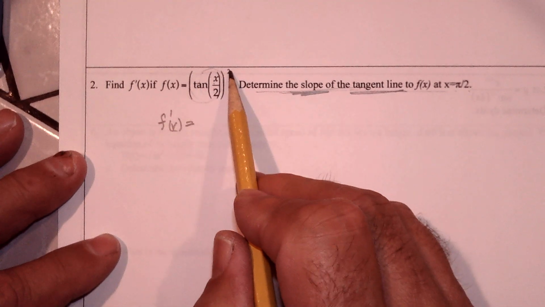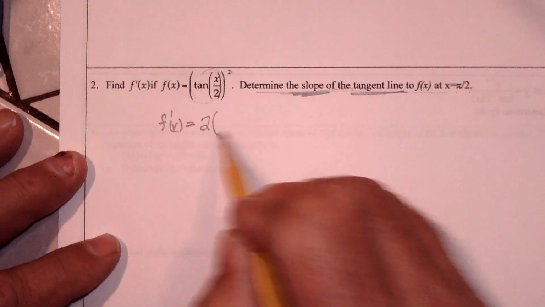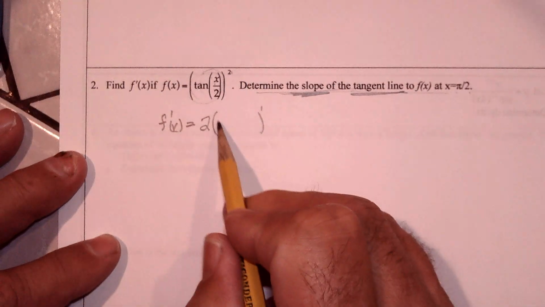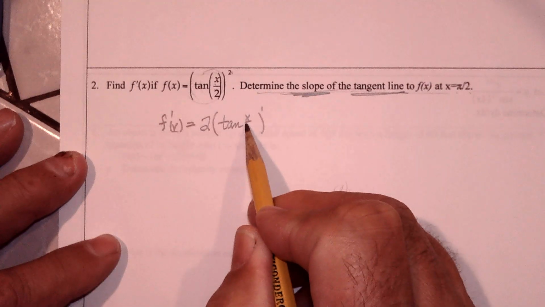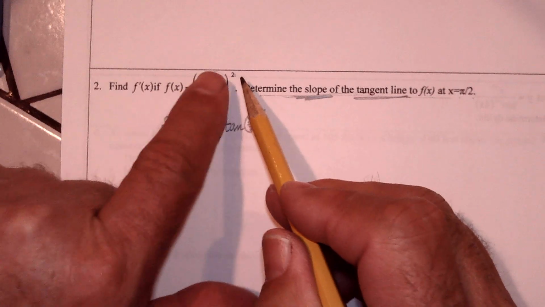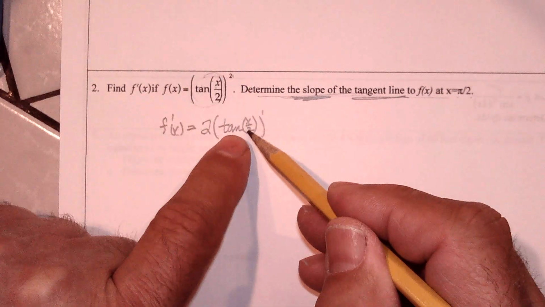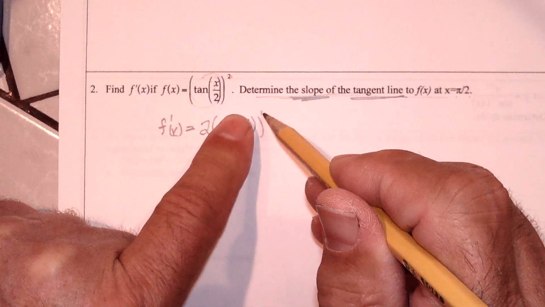So the derivative of something squared, so f prime of x, we're looking at the big picture, was something squared. So the power comes down, 2 times the something to 1 less power, which is 1. And that something was tangent of x over 2. Remember, when you're doing the bigger picture, you don't do anything to the inside. You leave that alone. So we did the power rule, 2 times this to the 1.